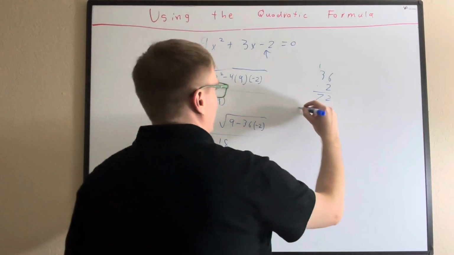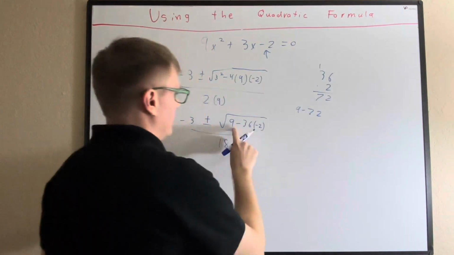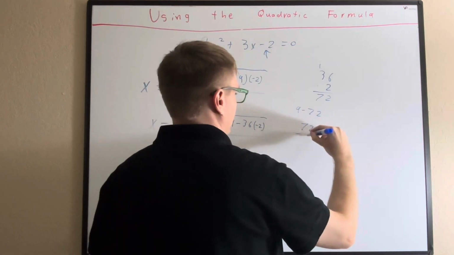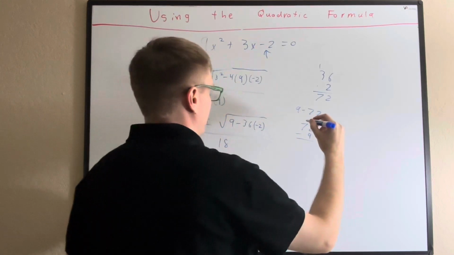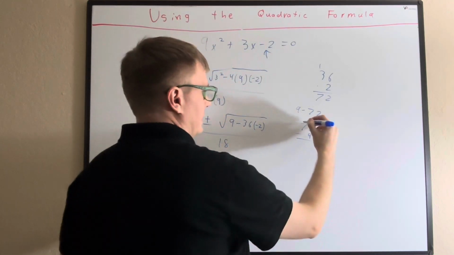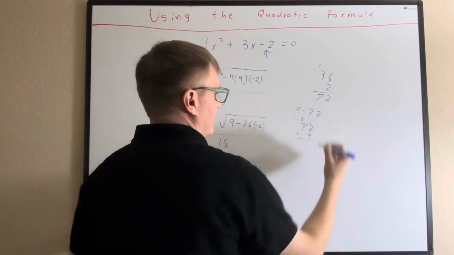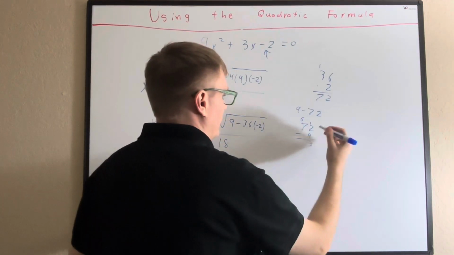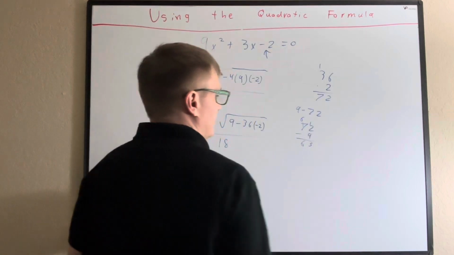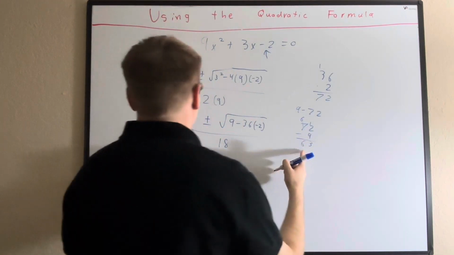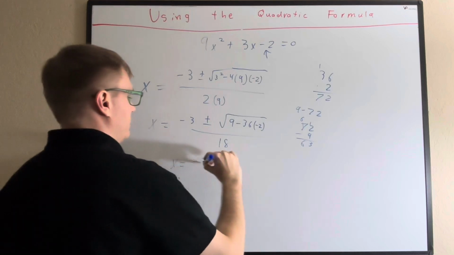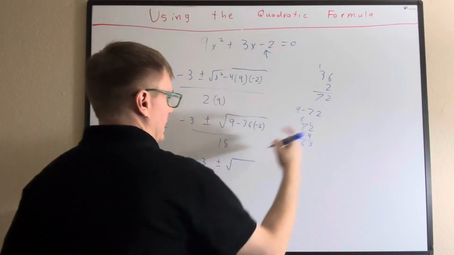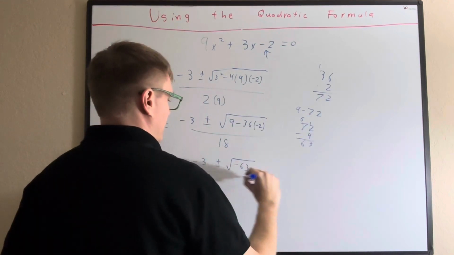Okay, so now 9 minus 72. Ugh. Well, let's do 72 minus 9. That's a little easier. All right. 12 minus 9. 3. Ugh. Off my game today. So 63. So x equals -3 plus or minus square root of -63 all over 18.